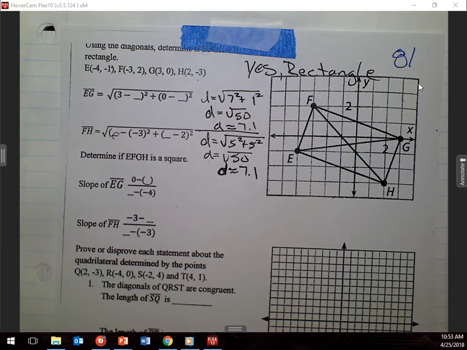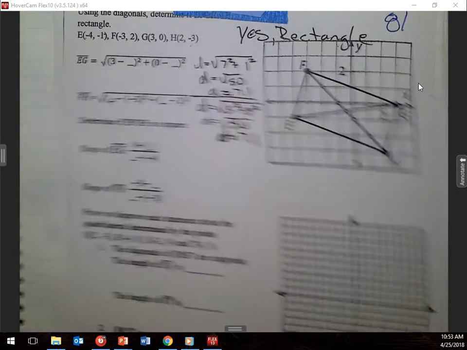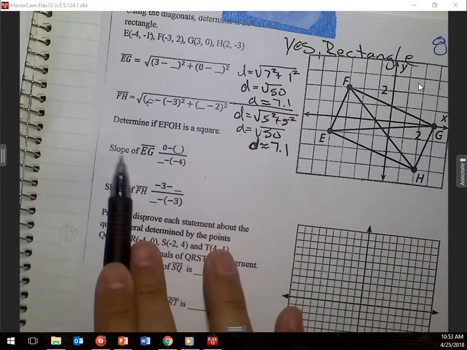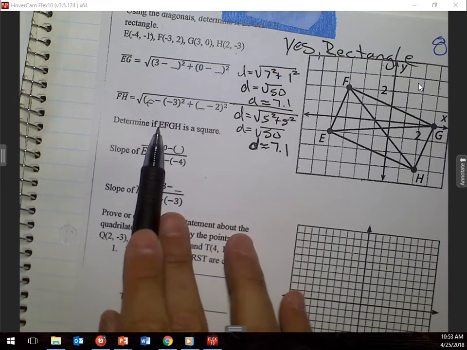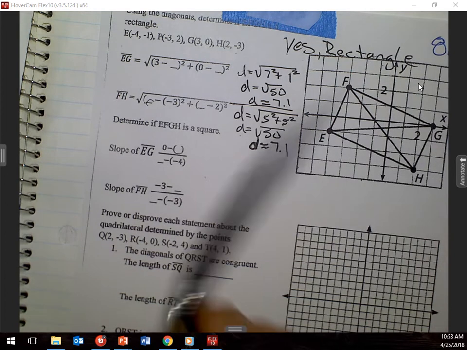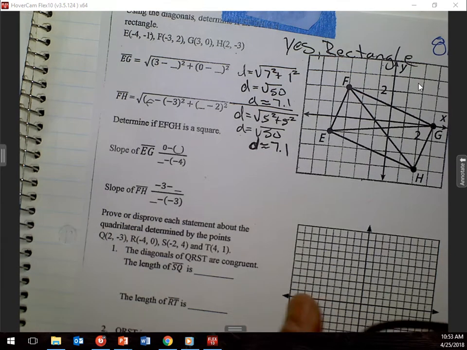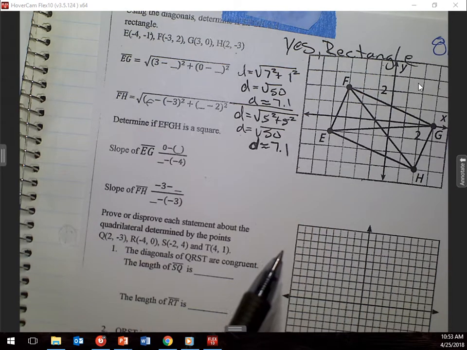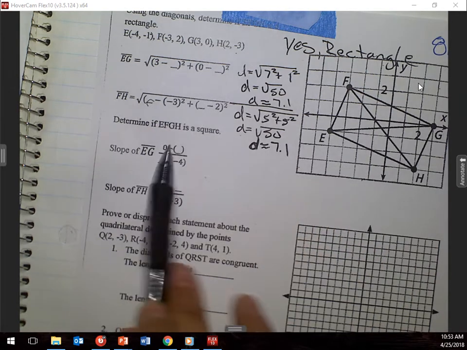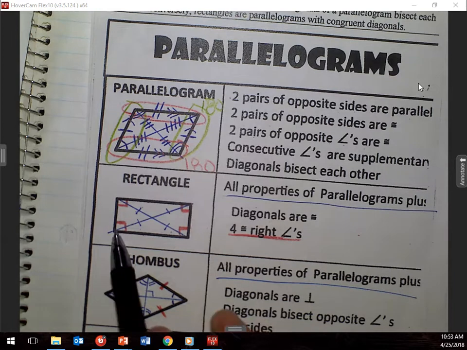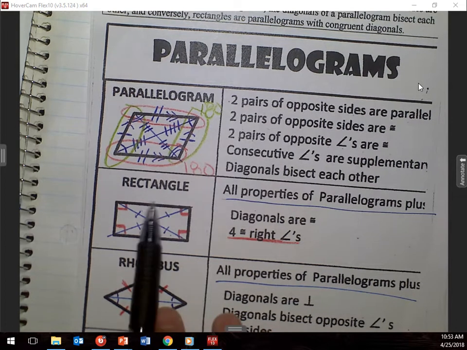Now, the next one. Right here, we're going to try and figure out, determine if EFGH is a square. Now, I'm going to make it a little bit simpler than this. We don't actually have to figure out the slopes to figure out these things. Now, if it's a rectangle, we know the diagonals are congruent. But what about the sides?